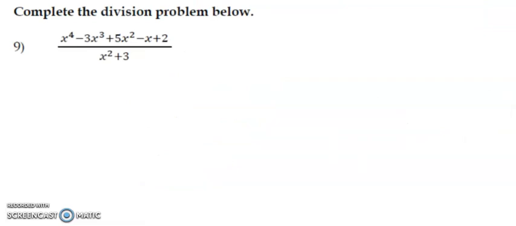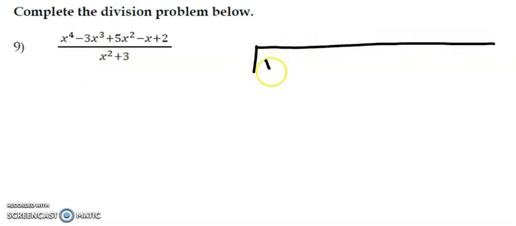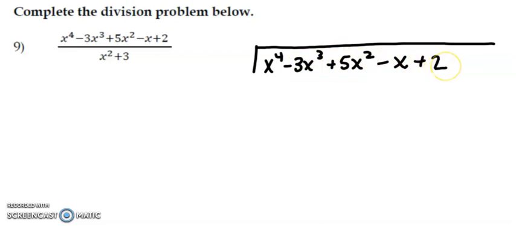All right, to complete the division problem below, we're going to be doing some long division, it looks like, because I have a quadratic term in the denominator as opposed to a linear term. So remember to set up your long division. We have 1x to the 4th minus 3x to the 3rd plus 5x squared minus x plus 2. I didn't need any placeholders. Here I'm going to have x squared plus 3.